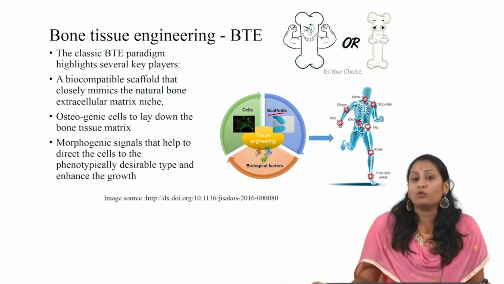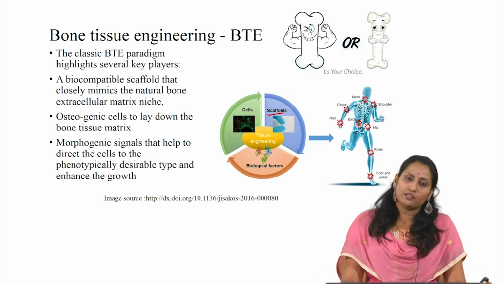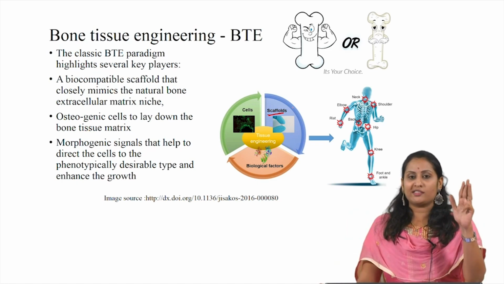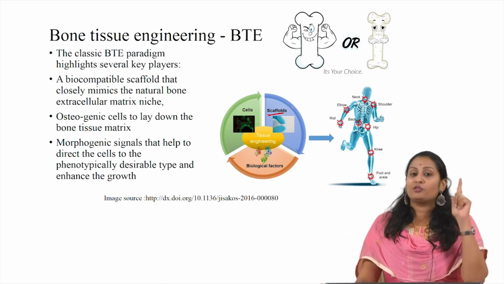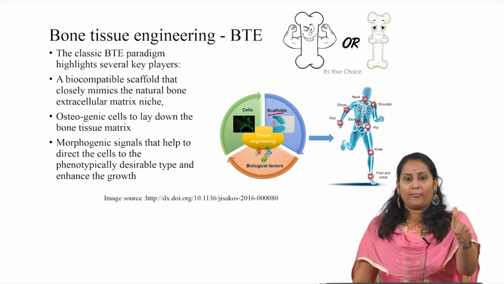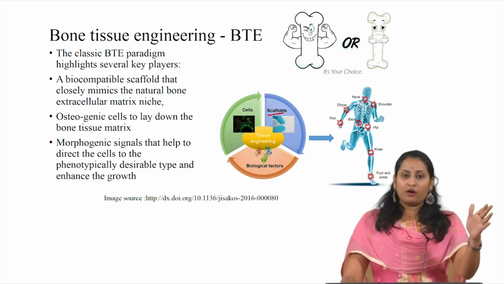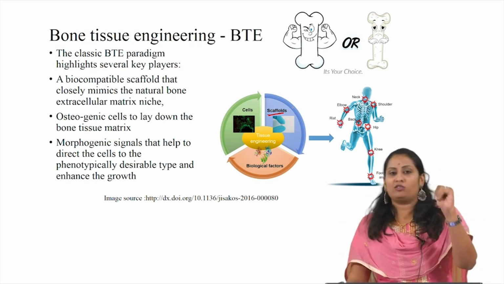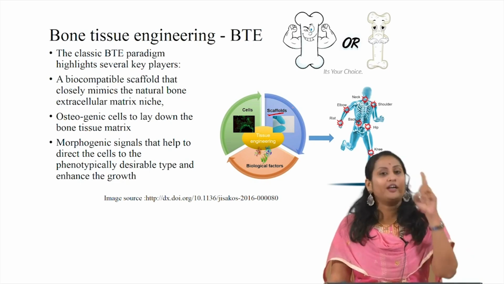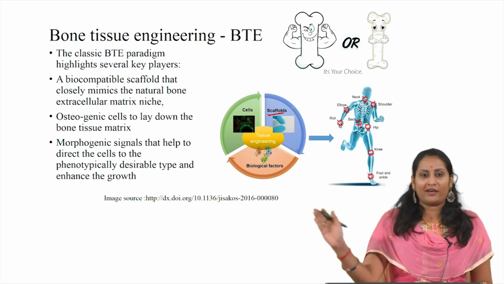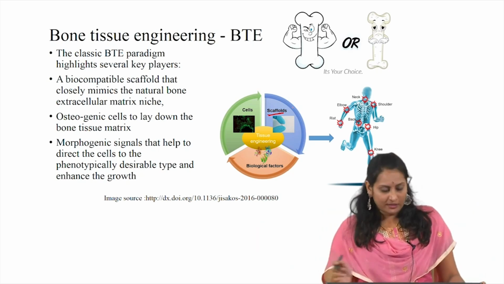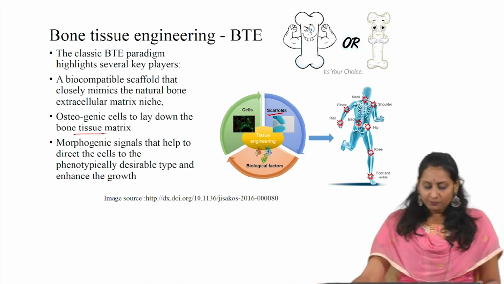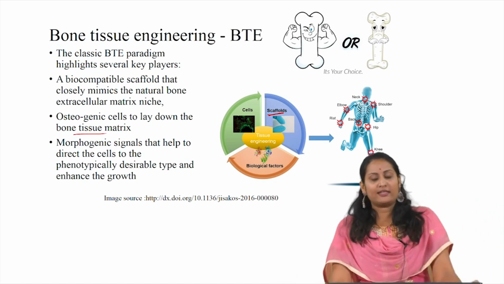When I was explaining the types of cells present in bone, we have 4 different types of cells: osteoblast cells, osteocytes, osteogenic cells and osteoclast cells. So osteoblasts are responsible for the formation of bone, osteoclasts are responsible for bone resorption, and osteogenic cells are the only bone cells that can differentiate into osteoblast cells. So we need osteoblast cells and osteogenic cells to lay down the bone tissue matrix, the second essential component.